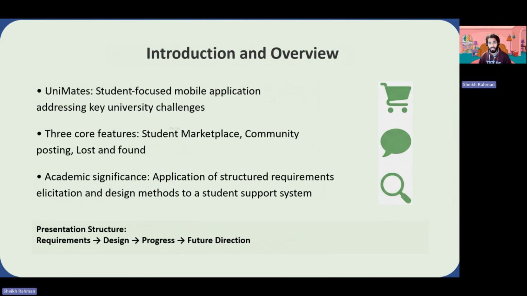Introduction and overview. Unimaze is a student-focused mobile application that aims to address key challenges experienced by university students. The application integrates three main features: the students' marketplace, community posting, and lost and found service. From an academic perspective, this project applies structured requirement elicitation and software design methods to develop a student support system. The presentation will follow the structure: requirements analysis, system design, project progress, and feature development direction. Now moving to the next slide.